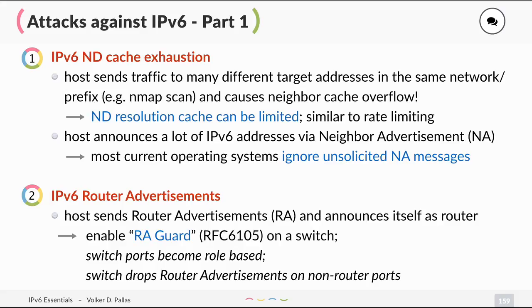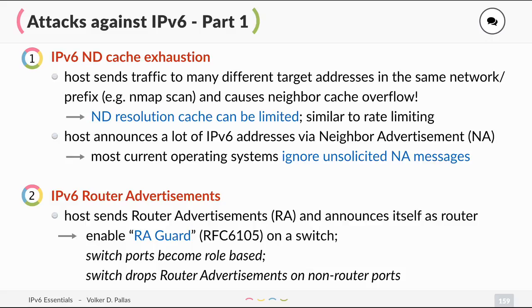Let's have a look at some common attacks against IPv6, or at least against devices running IPv6. First, we have the IPv6 neighbor discovery cache exhaustion. If a host sends traffic to many destination target addresses in the same network, like an Nmap scan or a malicious scan, this can cause a neighbor cache overflow. A solution to this is limiting the neighbor discovery resolution cache. This is similar to rate limiting.